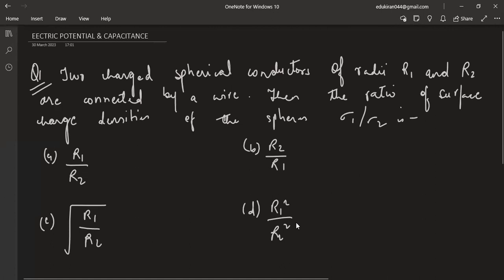Ma'am, the ratio of, what is that written over there? Ratio of surface charge densities of the sphere. Okay.